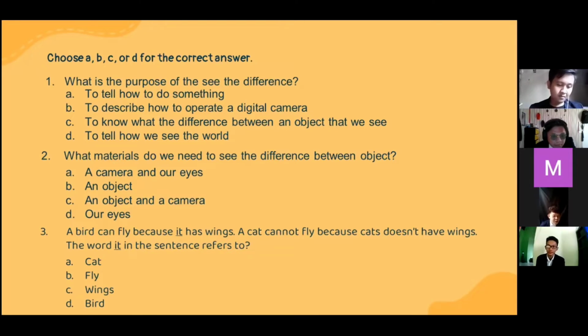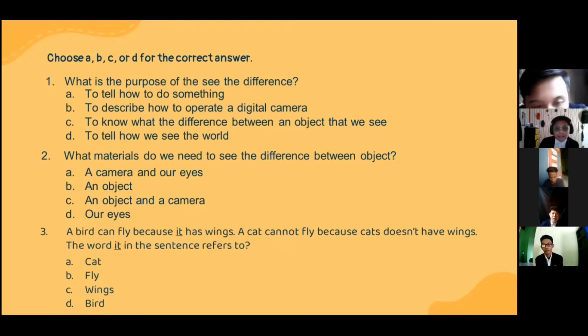Then we go to question number two. The question is, what materials do we need to see the difference between objects? Rafli, can you answer it? Yes, sir. I think the answer is A, Mister. A camera and our eyes. Yeah, that's correct. Very good, Rafli.